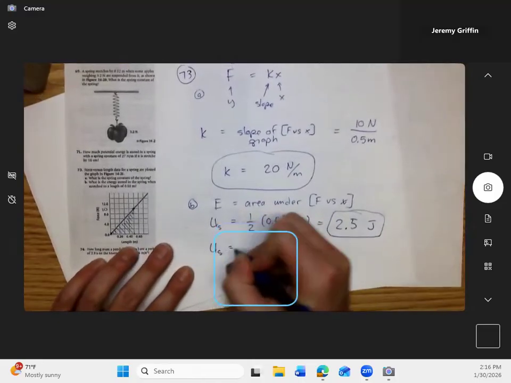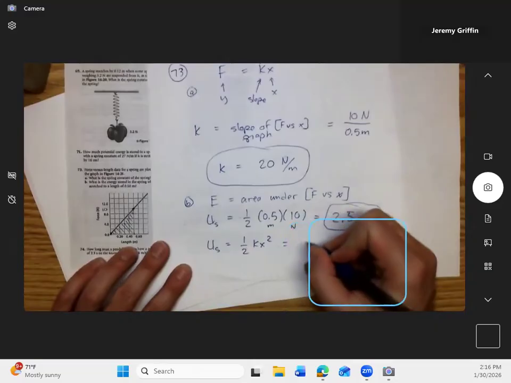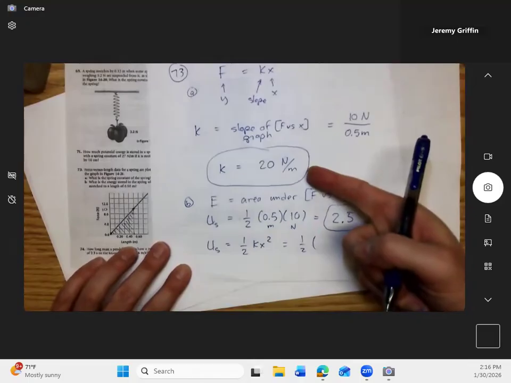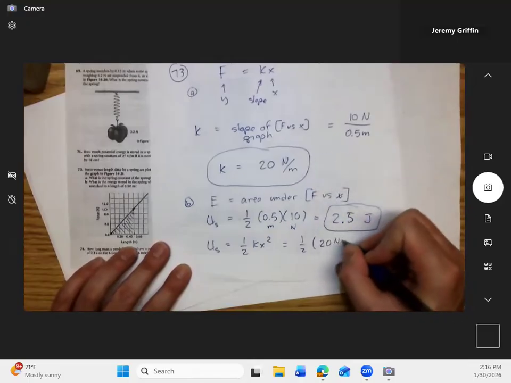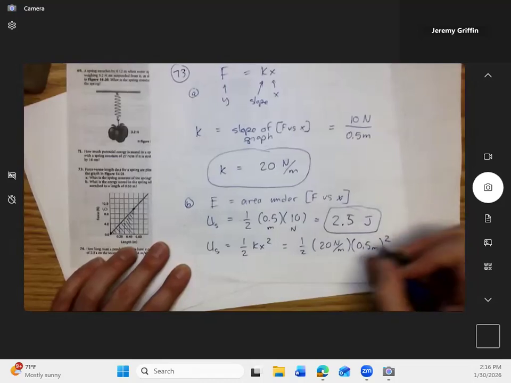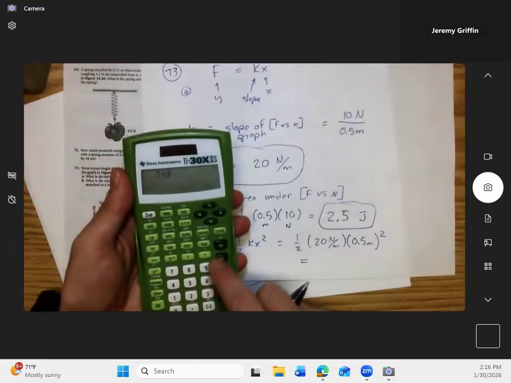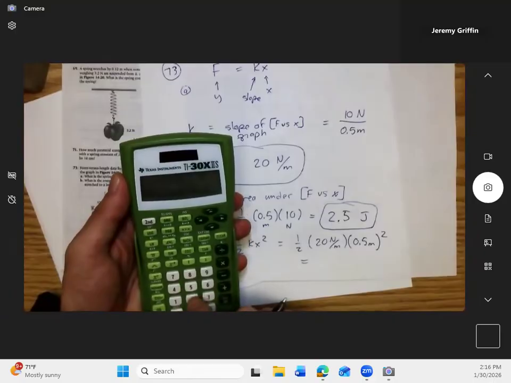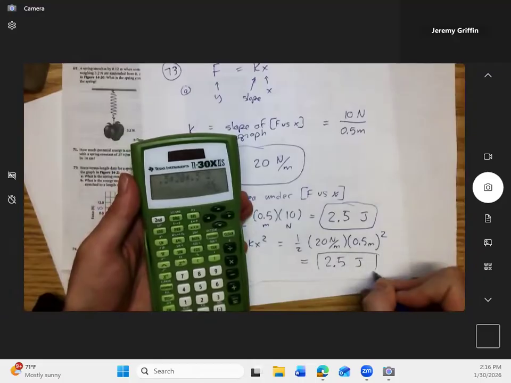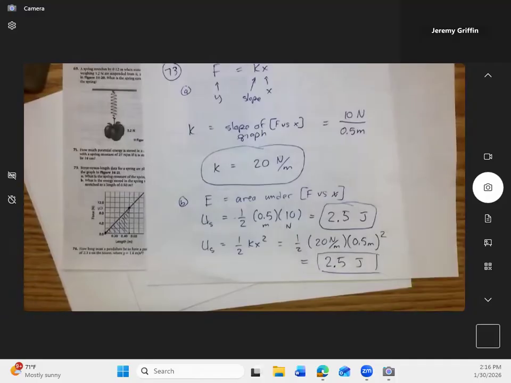There's another way you could also have gotten that answer. Did you guys tell me a few minutes ago energy is 1/2 kx squared? Let's try that version of it. So 1/2, we got a k of 20 newtons per meter. Let's say we stretched it 0.5 meters, and that's being squared. Let's see what it is from this point of view. It's the same thing. So whether you look at the graph property or the equation, it's all consistent.